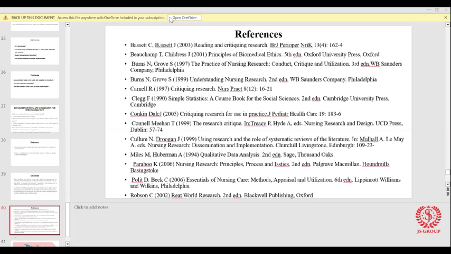It may be a particular person's research report, otherwise a published research article. To publish in the journals also, we have to do critique.